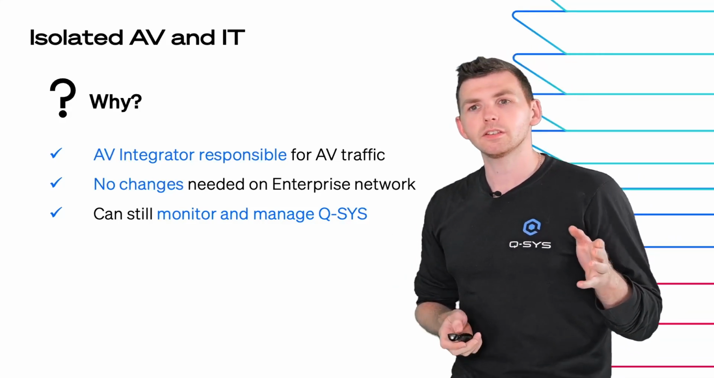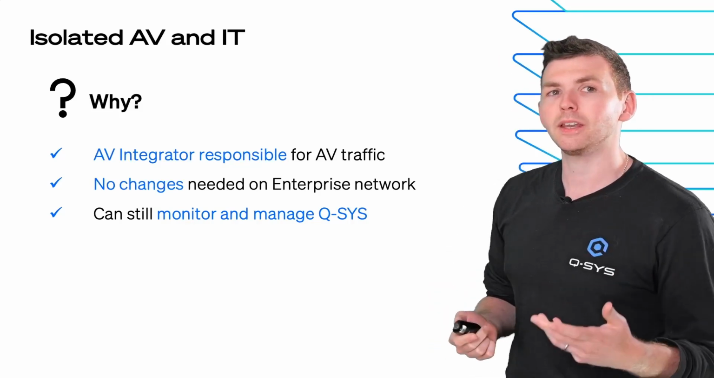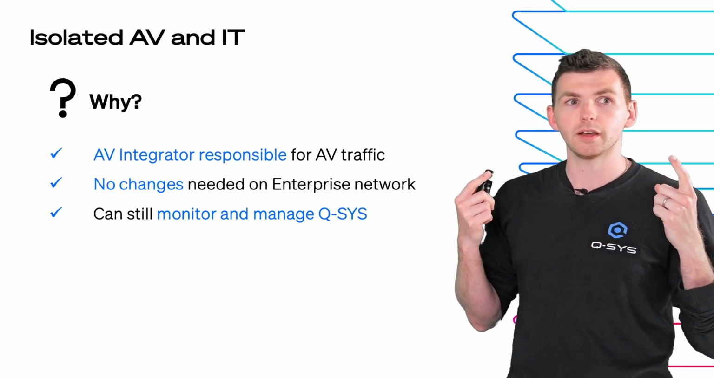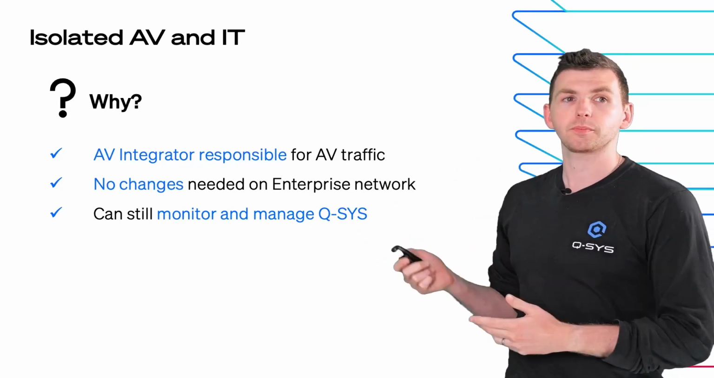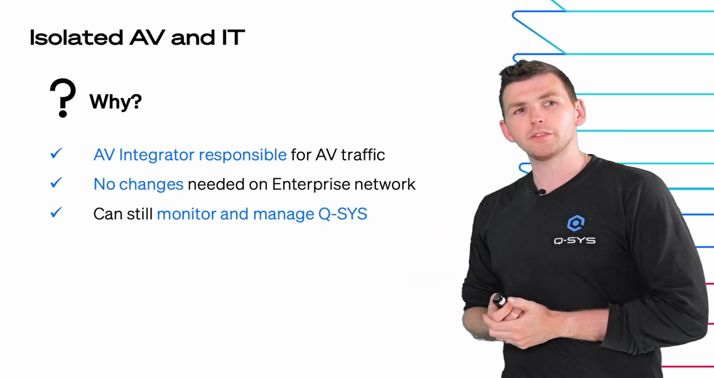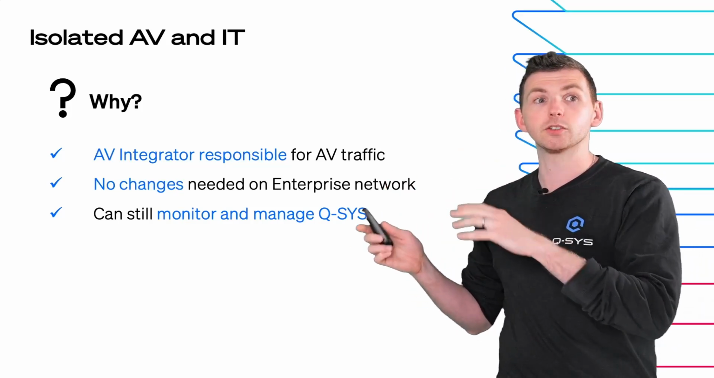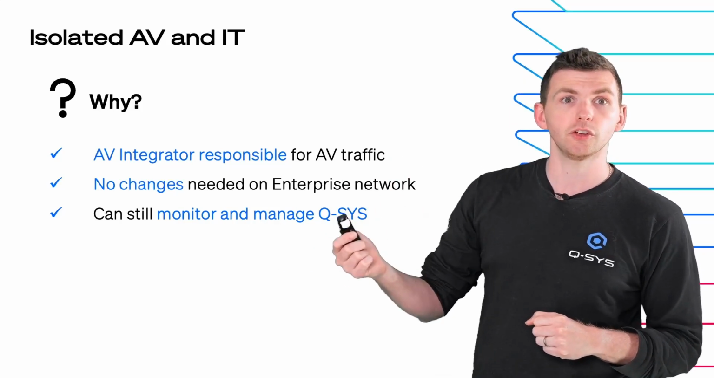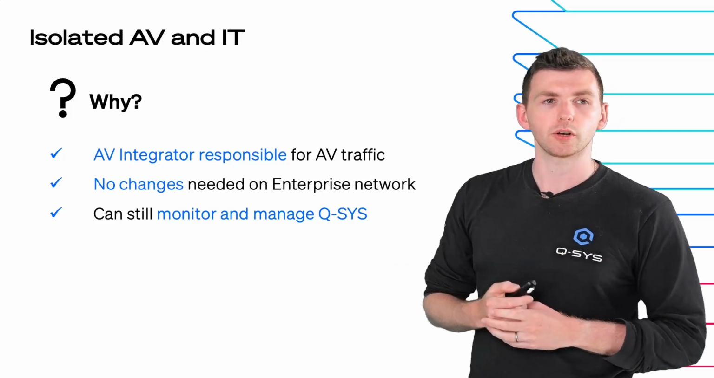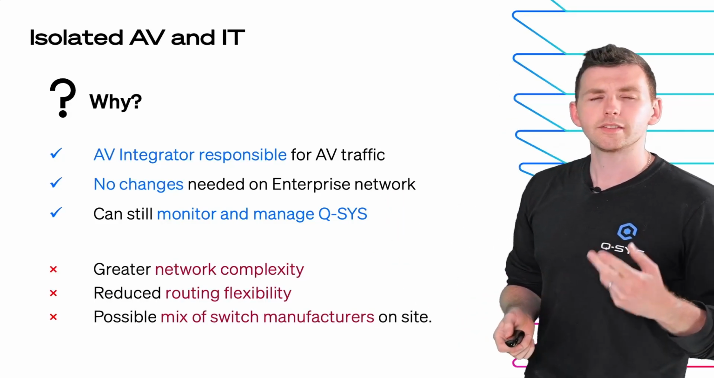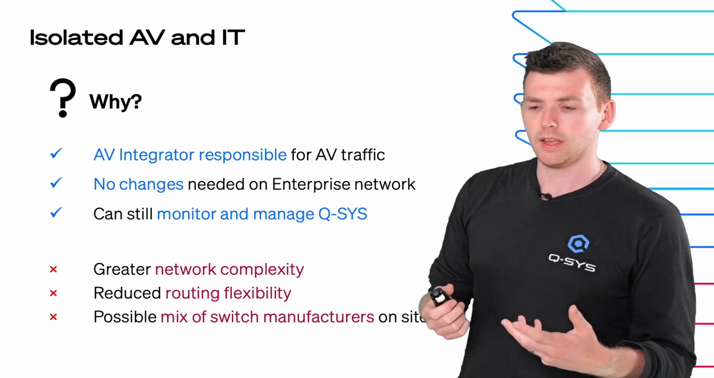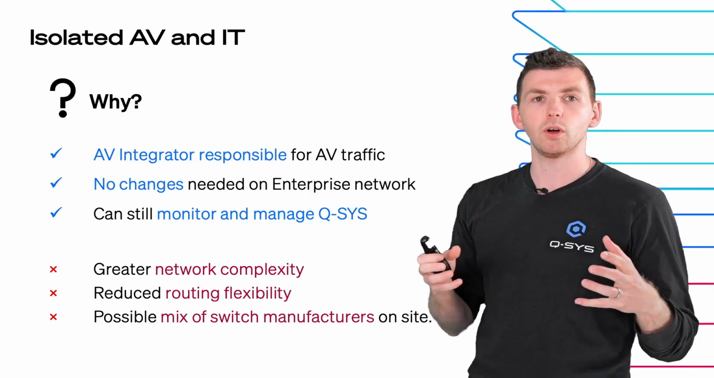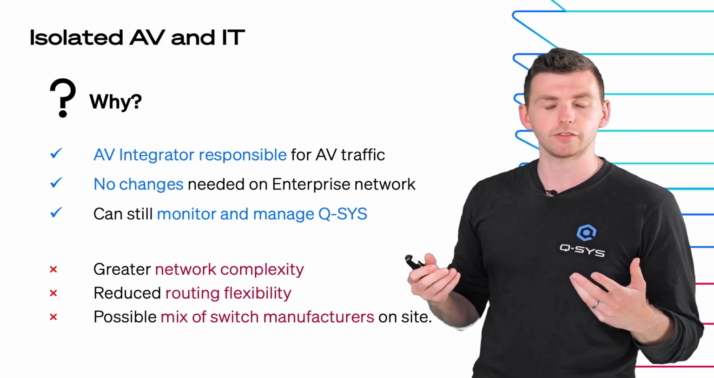Now, again, this isn't the kind of default. Many customers actually design their enterprise networks for new buildings with AV in mind, and they actually want to do the opposite of this. Now, the other reason this might be of interest is that even with stuff segregated, we can still monitor and manage Q-SYS from the enterprise network and from the cloud. So that's good, okay? Feels like we can cover a lot of things here. The downside are definitely greater network complexity, and I don't mean that in terms of the configuration, I just mean physically having two separate networks can be a lot to keep track of, okay?